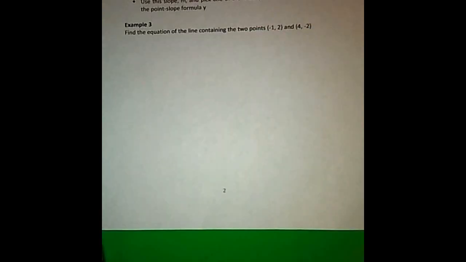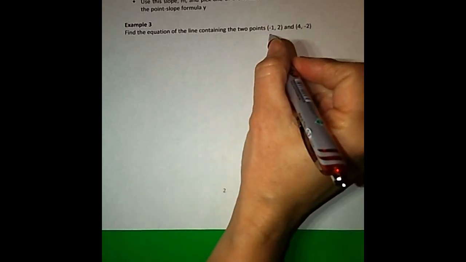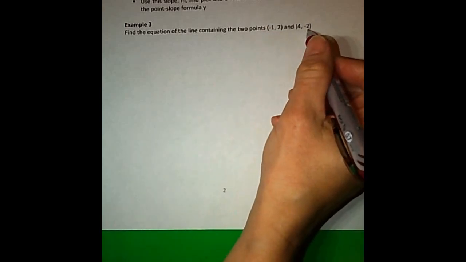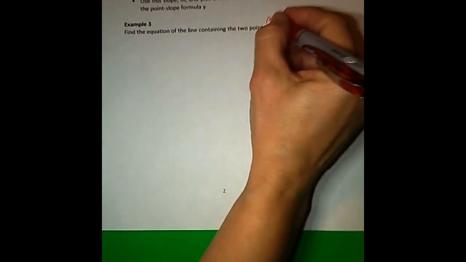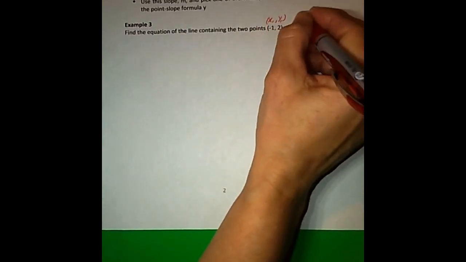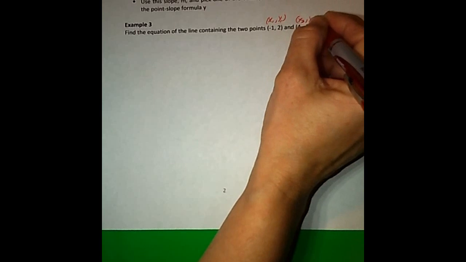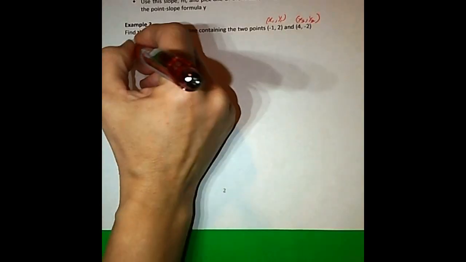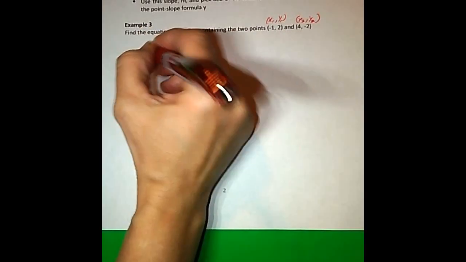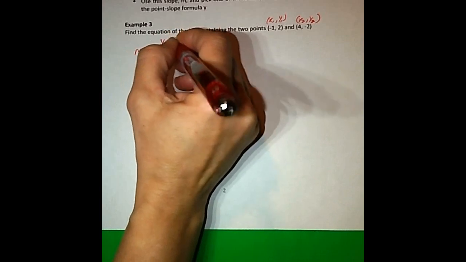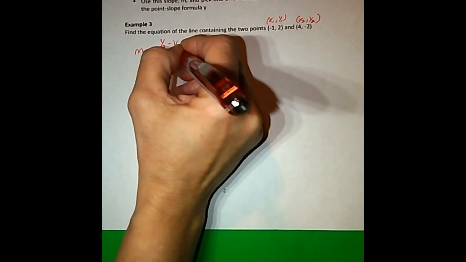Solve for the slope using two ordered pairs. So we have these ordered pairs (-1, 2) and (4, -2). Let's call these x1, y1, x2, y2. So we know solving for a slope is little m. We have our change in y divided by a change in x.